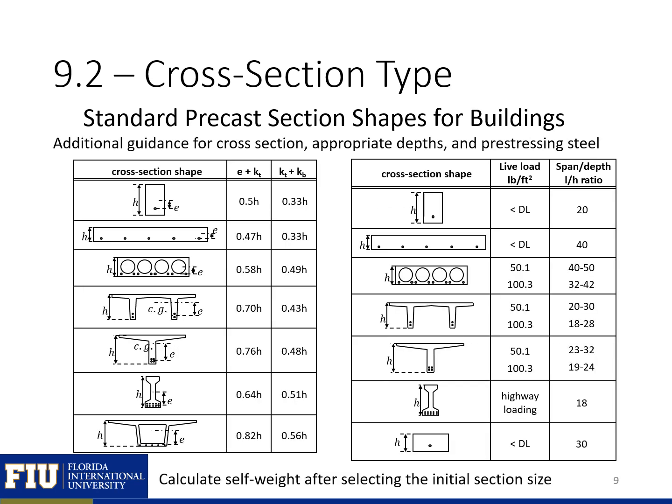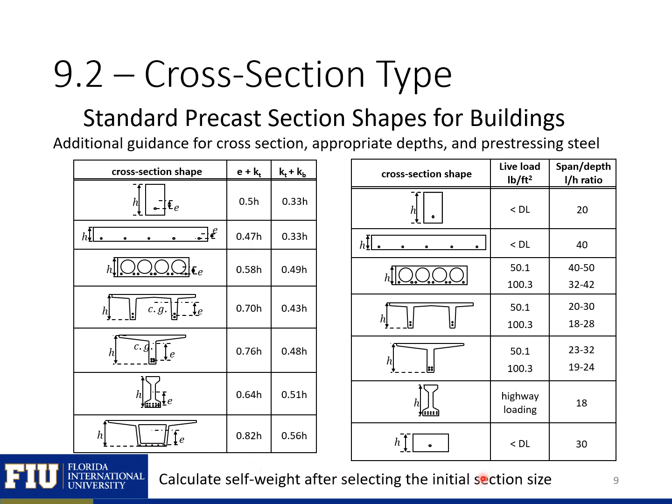Here are an additional two tables, design aids that are provided by Collins and Mitchell. So you can see the one on the left gives us some approximate values for eccentricity plus the top Kern point and top Kern point plus bottom Kern point. We're going to use these in our Kern point analysis, so we'll come back and look at this table again.